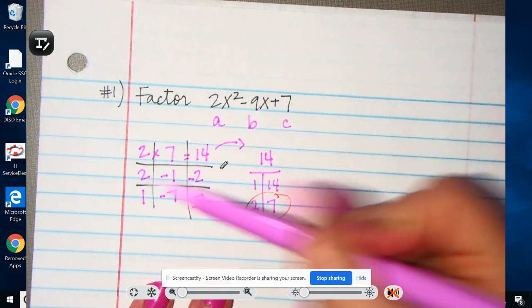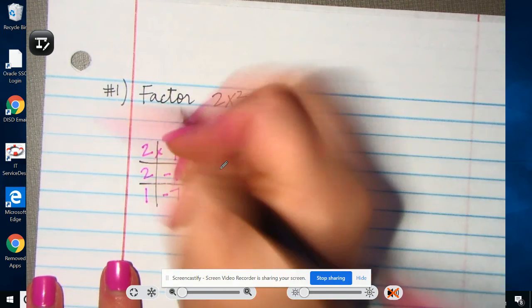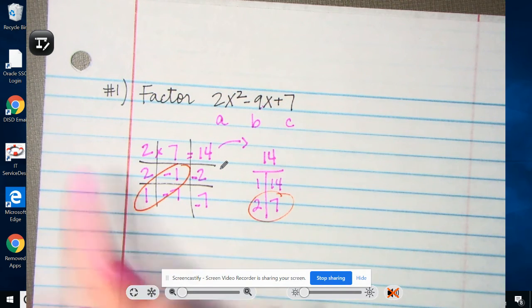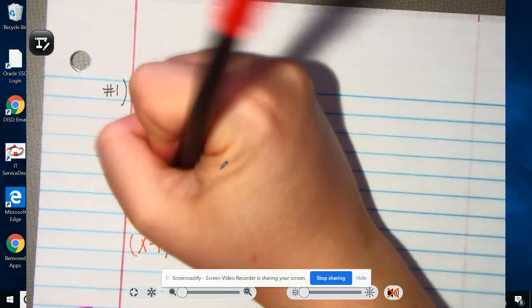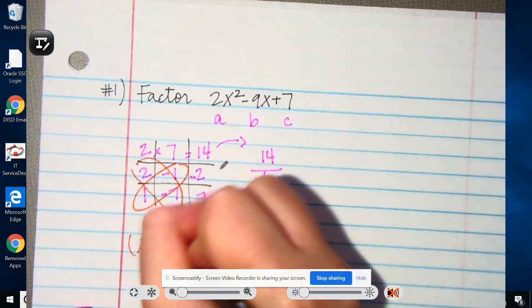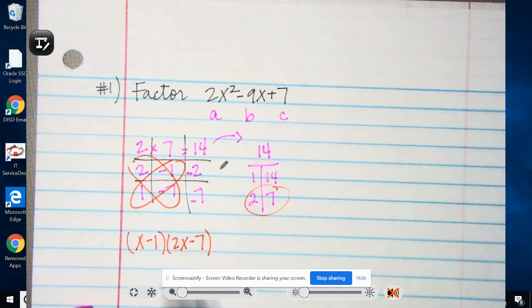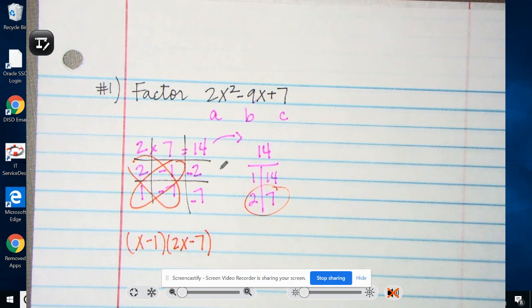Once you have made sure that all of your numbers make sense going across and up and down with multiplication, then you're going to draw your butterfly. And remember, these are your x values. So you have x minus 1, and then 2x minus 7. And then you can always double check your work by doing the box method with these two parentheses in order to make sure that this is the answer you got once you did the box method.